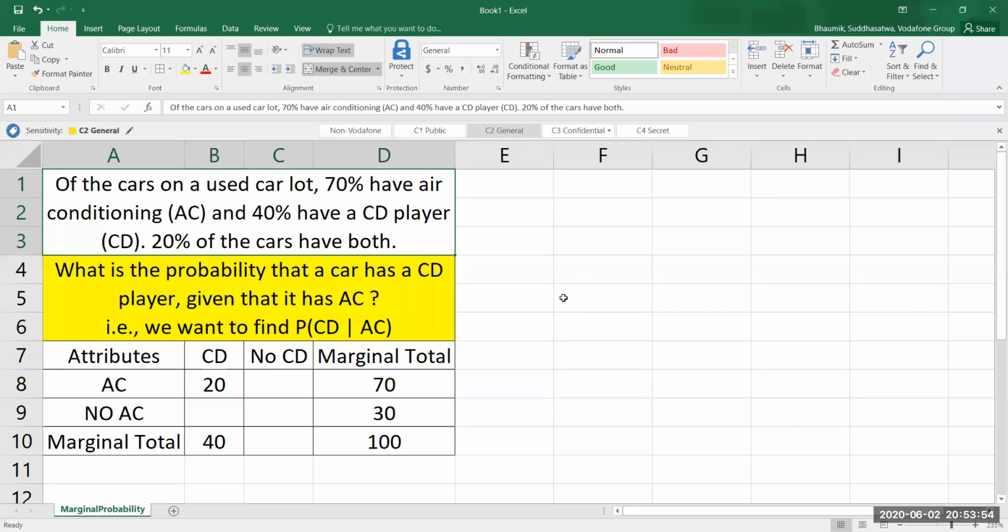Okay, maybe the CD player is sounding a bit old age, but it is the situation. So you have 70% of cars with ACs, 40% of cars with CD players, and 20% of cars which have both. I want to find out the probability that a car has a CD player given that it has AC. So I'm trying to find out a conditional probability here, right?